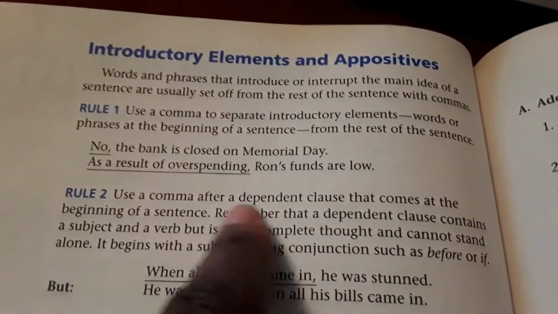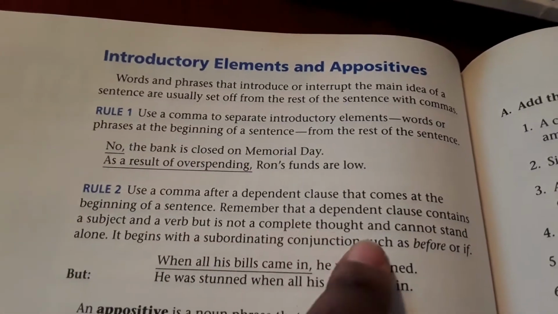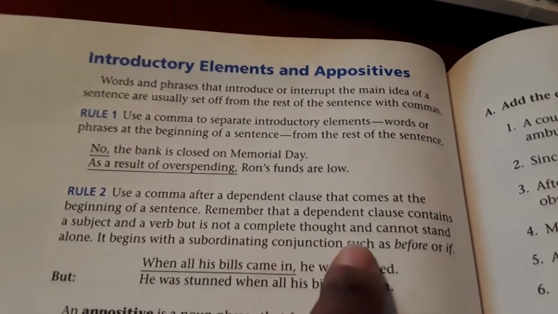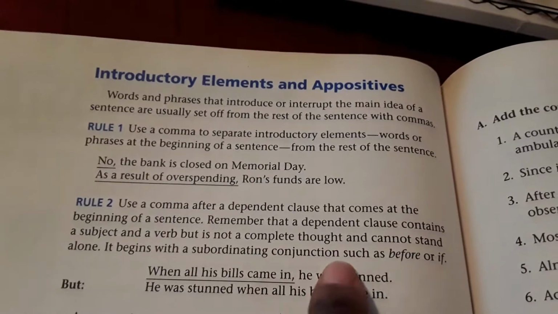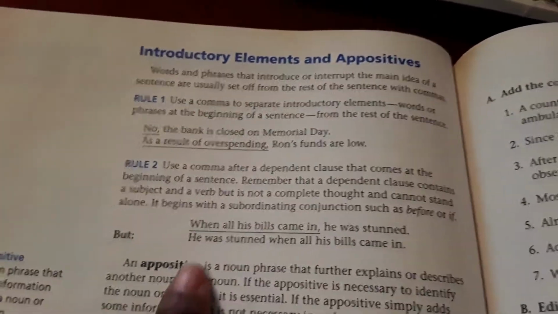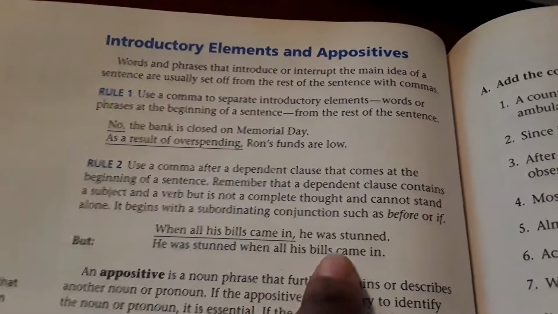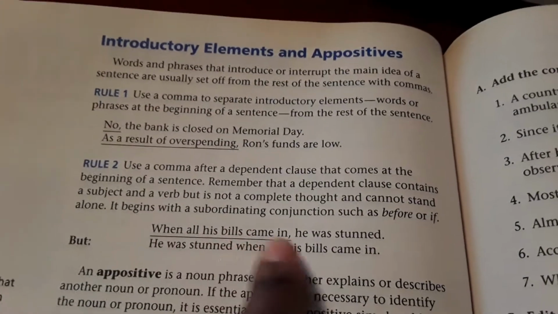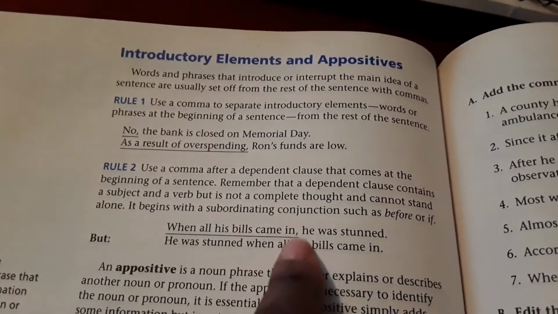Next one, use a comma after a dependent clause that comes at the beginning of a sentence. Remember that a dependent clause contains a subject and a verb, but is not a complete thought and cannot stand alone. It begins with subordinating conjunctions such as before or if. When all of his bills came in, comma, he was stunned. See how that came in there? When all of his bills came in, comma, he was stunned. So we definitely needed it in that particular sentence.